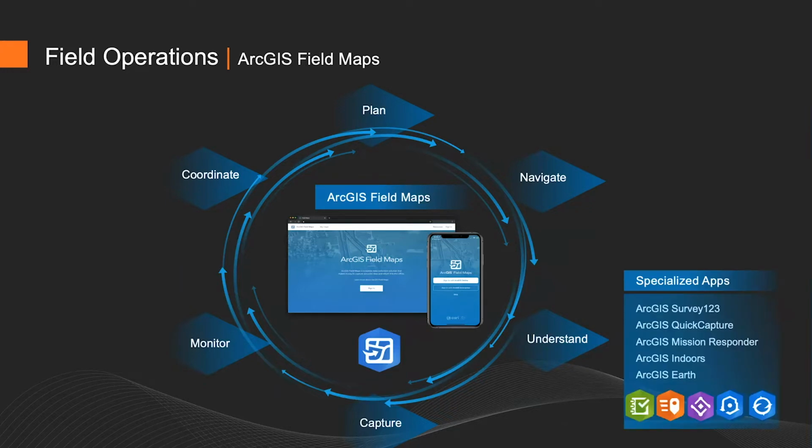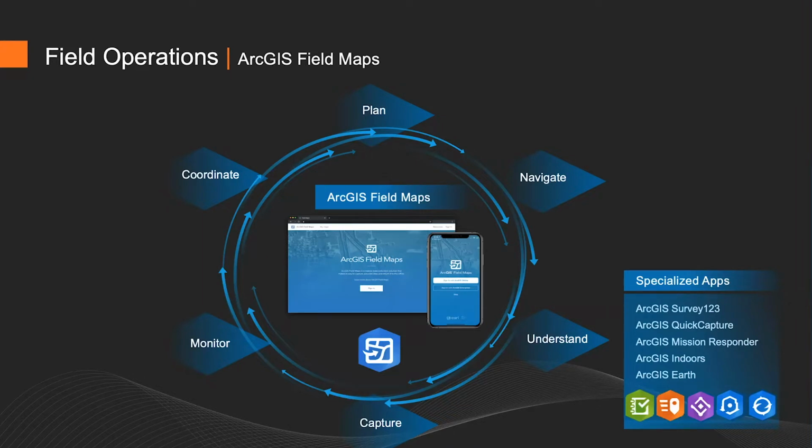So in addition to ArcGIS Field Maps, which becomes the one app you can use for all of these activities, we have additional specialized apps like Survey123, which a lot of you use today, for form-centric data capture. We've got an app called QuickCapture that's designed for the specialized activity of on-the-move, big-button data capture. We've got one called Mission Responder that's all about working together collaboratively and communicating geographically within a mobile application.